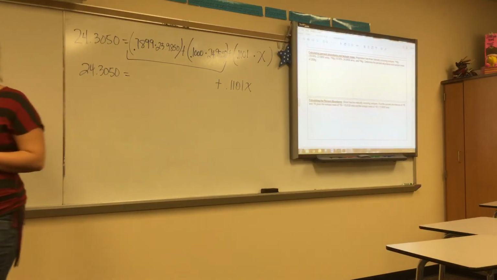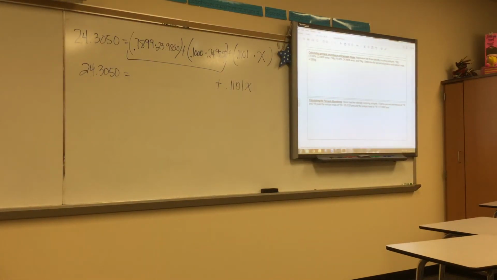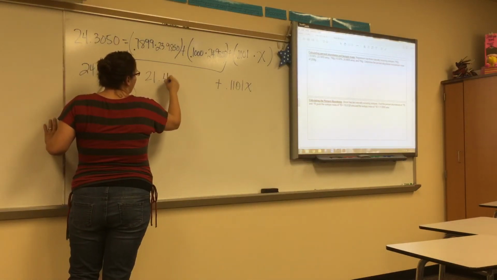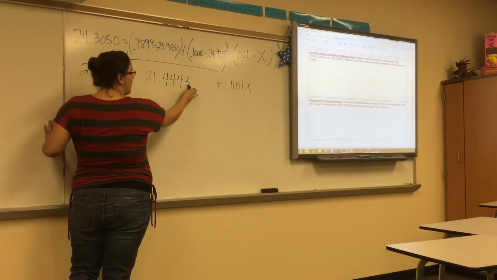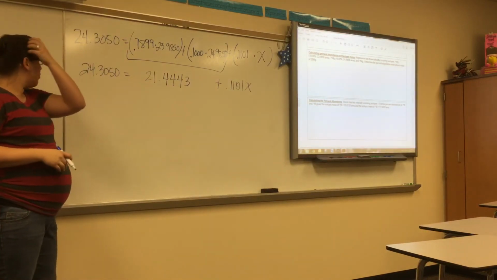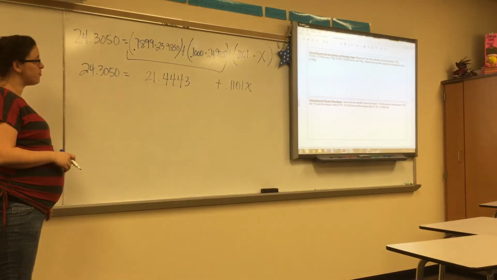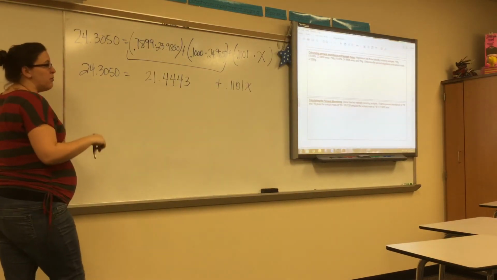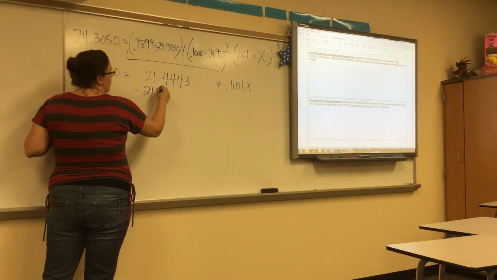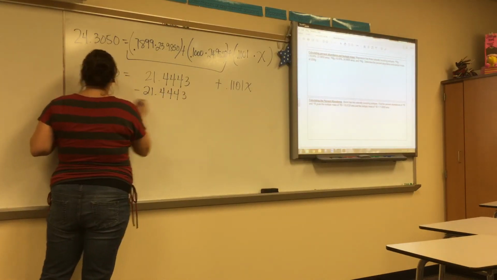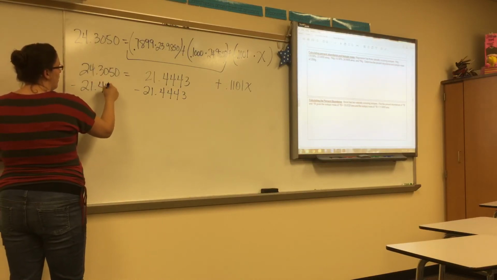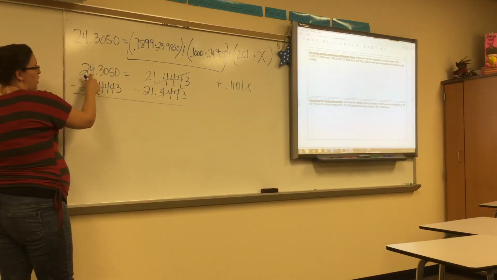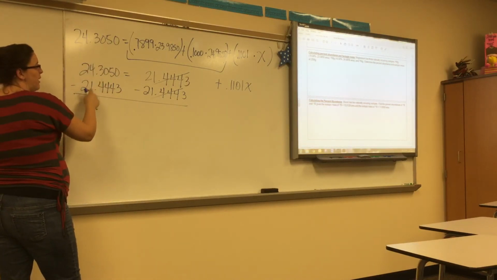So somebody that has their calculator, if you'll find that out for me. 21.4443. Okay, and keep enough decimals. 4 is plenty, but keep enough so that rounding issues aren't going to be a problem. Okay, now that you've simplified this, how do we get our x term by itself? We need to subtract this from both sides, right? Here it cancels. Figure out what 24.3050 minus this are.